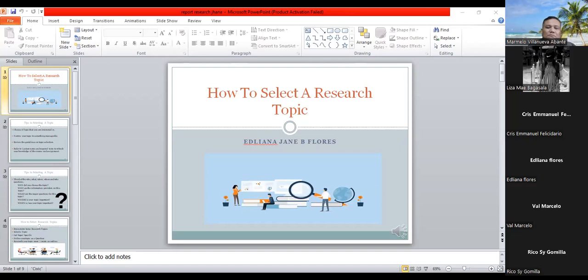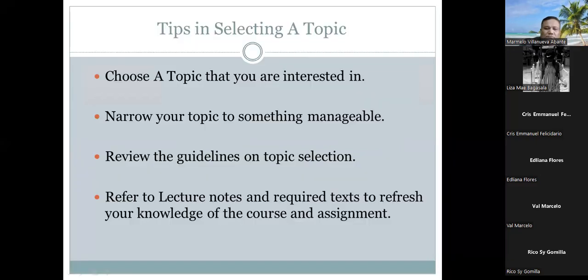If your topic is too broad, doon sa pangalawa po? Yes. Ayan. So yun nga po yung sinabi ko muna noong una. Mas broad kasi yung topic na napili ko, which is the challenges nga nung kinaharap ko ng pandemic. So next na tips is to narrow your topic into something manageable.